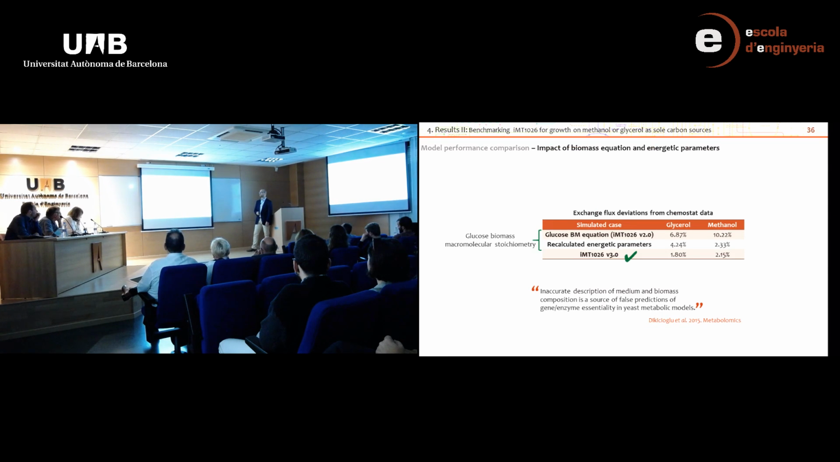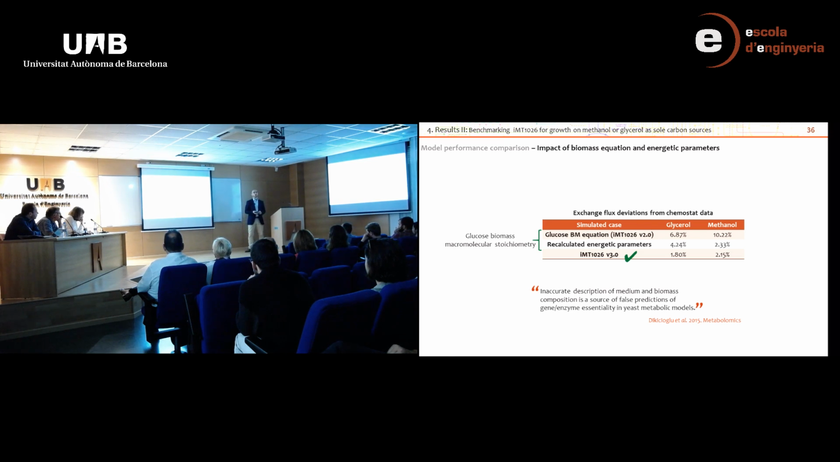Finally, we decided to compare our results with the previous model performance in these conditions. So we compared the deviations in the exchange fluxes from the chemostat data in glycerol and methanol. By using the previous version of the model, we get deviations of around 7 to 10%, while using the new version of the model with new biomass equations and new energetic parameters, we get deviations around 2%.